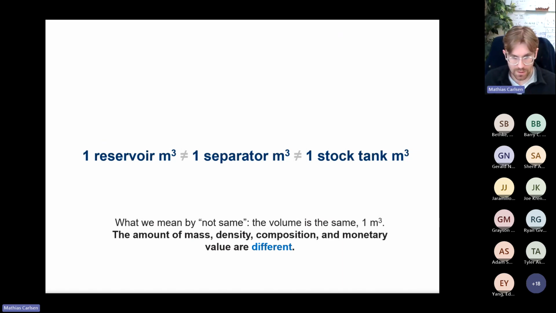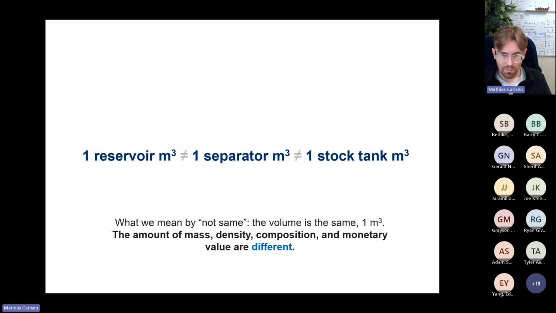It's very core to this concept of PVT. Obviously, in that context, everybody would like a stock tank barrel, because a reservoir barrel would shrink to stock tank, a separator barrel would shrink to stock tank, and the stock tank barrel, that's already shrunk. That's at the conditions that you are selling the fluids. It's the same volume, but of course not the same composition, mass, density, or monetary value.